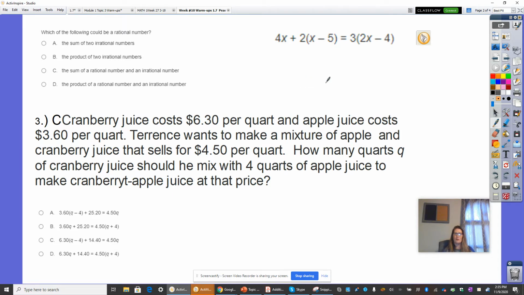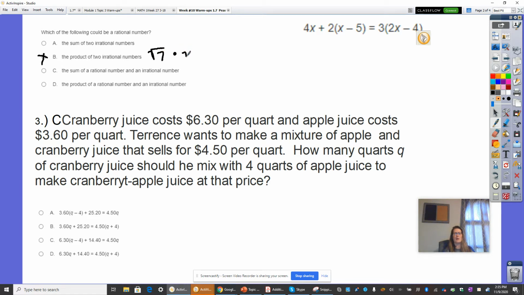All right, so hopefully you have now tried these three and you've paused it to check your work. For number one, the correct answer is B. The product of two irrational numbers could be rational. There are several examples I could give, but for example, the square root of 7 is an irrational number.